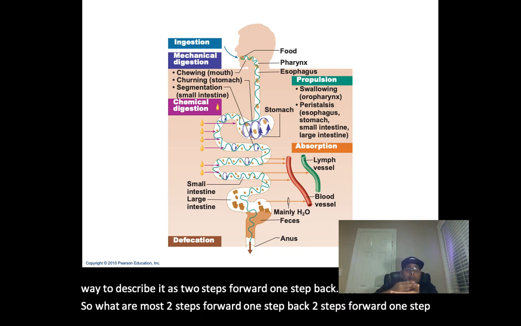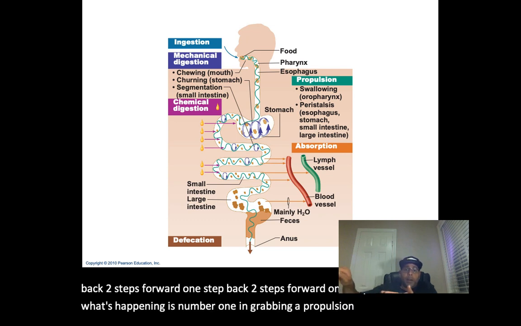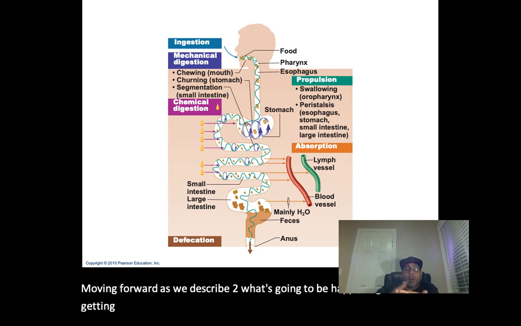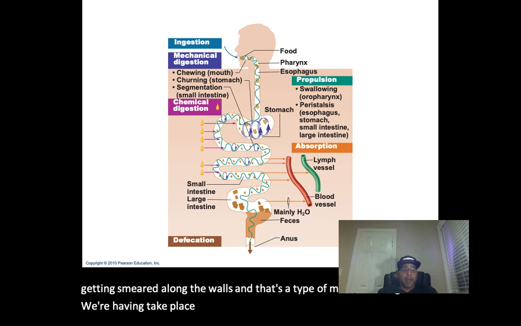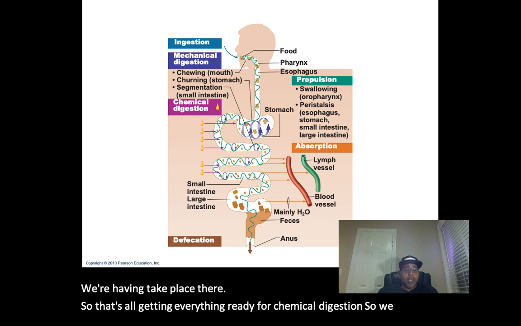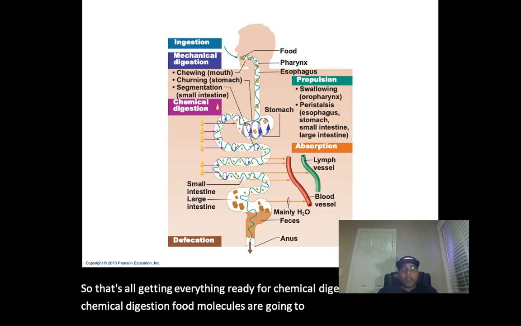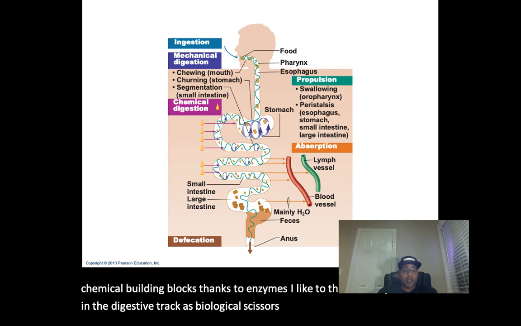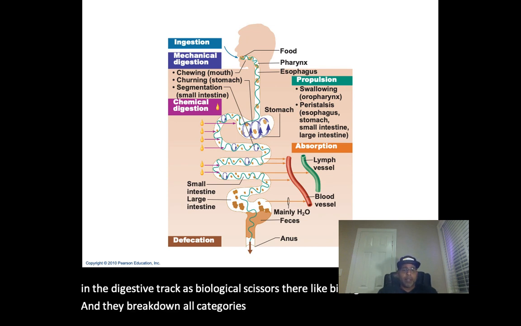Here, number one, we're having propulsion. The food is moving forward, as we described. Number two, it's getting smeared along the walls, and that's a type of mechanical digestion. So that's all getting everything ready for chemical digestion. Food molecules are broken down to their chemical building blocks thanks to enzymes. I like to think of enzymes here in the digestive tract as biological scissors, and they break down all categories of foodstuff.